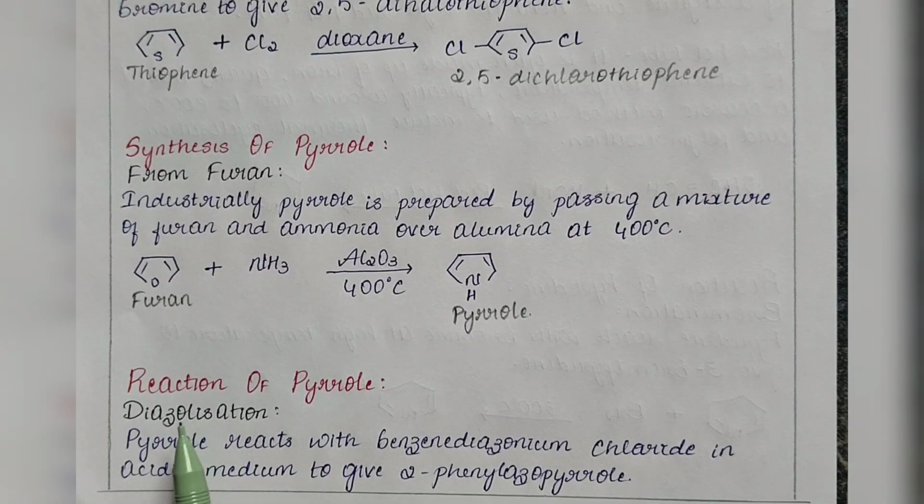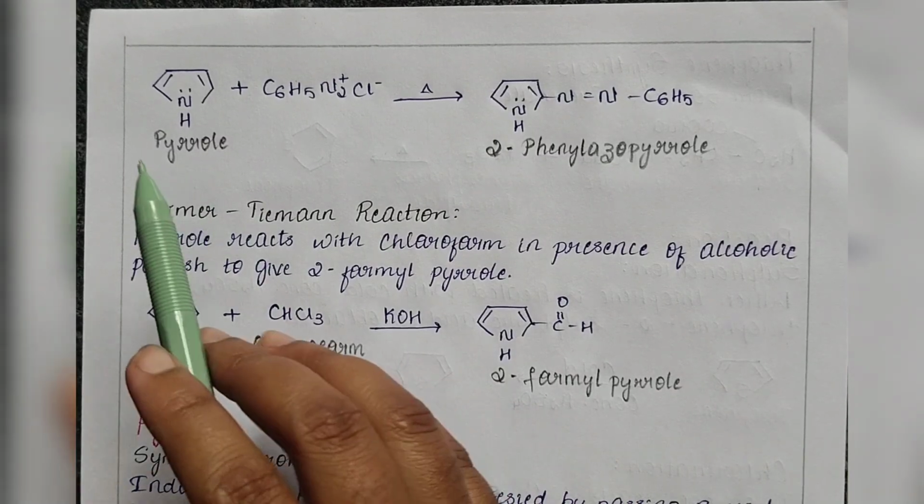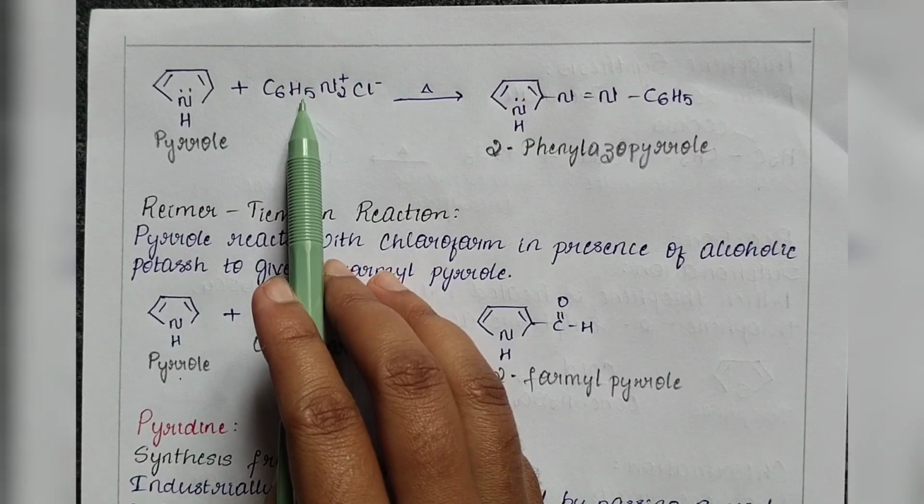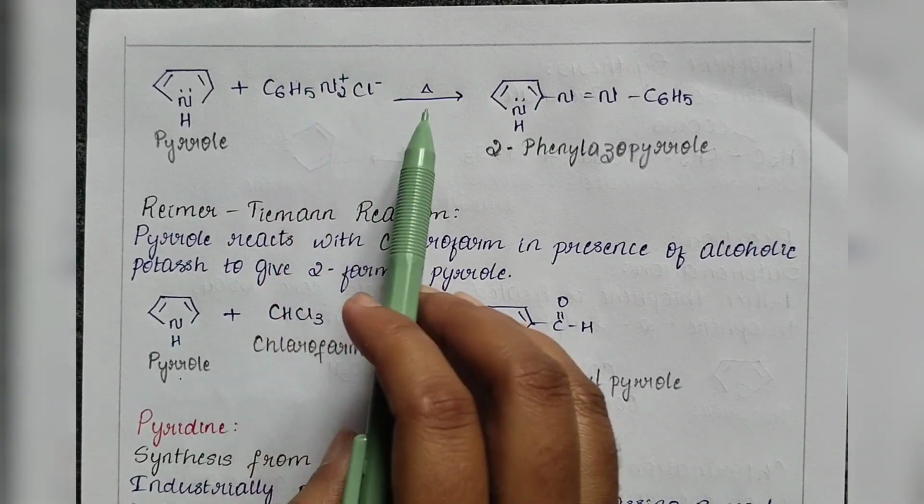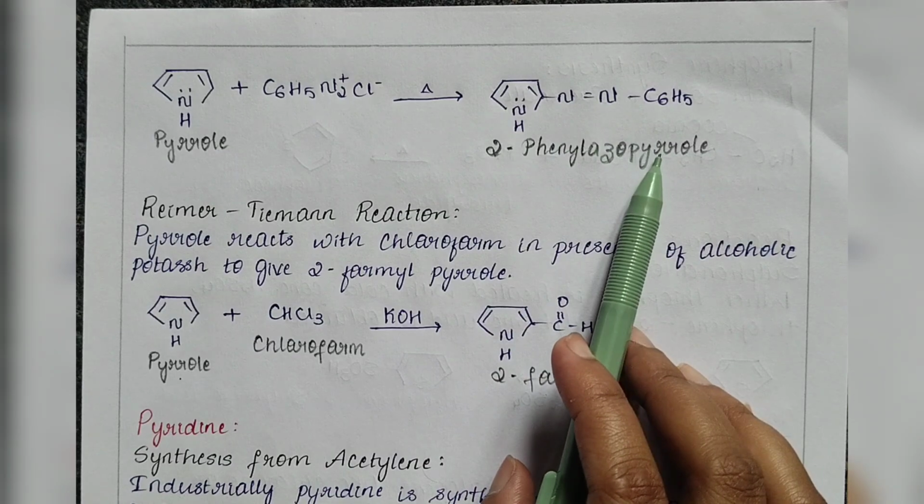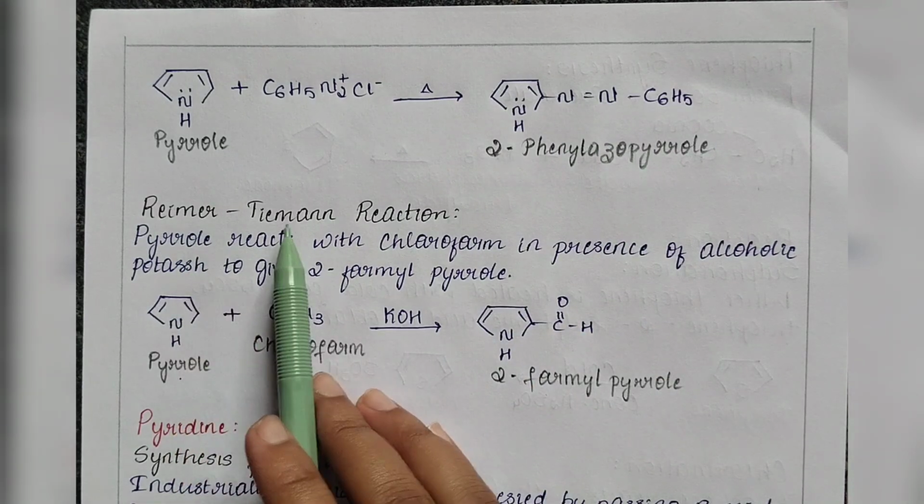So here we'll see the reactions of pyrrole. The first reaction of pyrrole is diazo coupling. Pyrrole reacts with benzene diazonium chloride in acidic medium to give 2-phenylazopyrrole. So as seen from the definition of the reaction, when pyrrole reacts with benzene diazonium chloride in presence of heat, we'll get 2-phenylazopyrrole. The next reaction is the Reimer-Tiemann reaction.